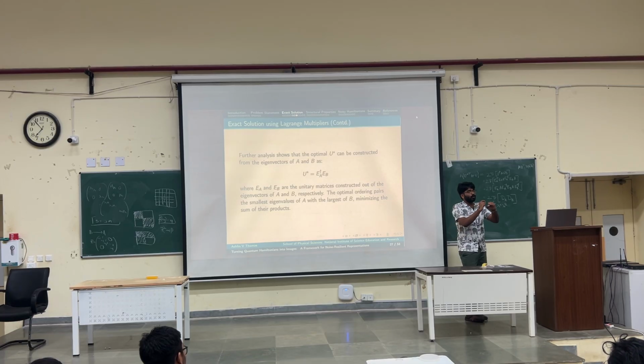So if you sort the eigenvalues of A in increasing order and the eigenvalues of B in decreasing order, what you will get is the smoothest form. If you pair the lowest eigenvalue of A with the lowest eigenvalue of B, that is, if you sort both in the same order, then what you get eventually is the roughest form.